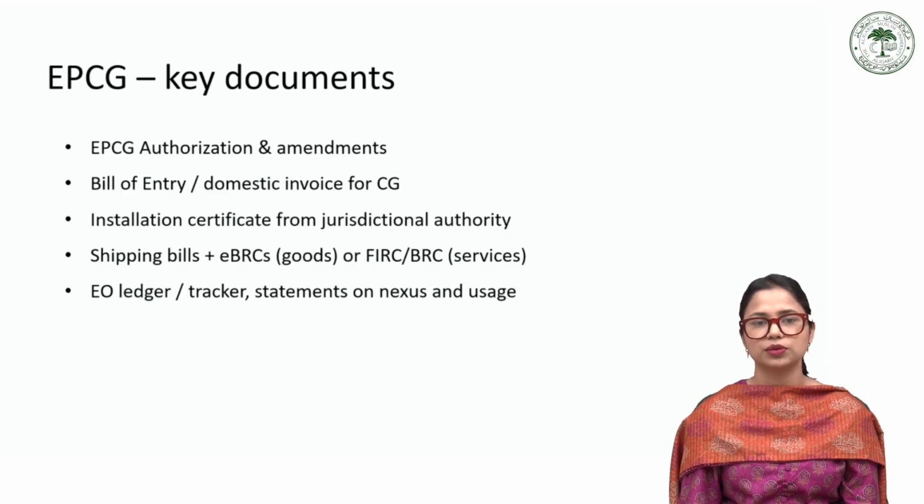The next key document is shipping bills or digital bank realization certificate for goods, or FIRC or BRC for services separately. The final key document is export obligation ledger or tracker, statements on the association of the imported machinery with the export motive and usage of this installed machinery or equipment.